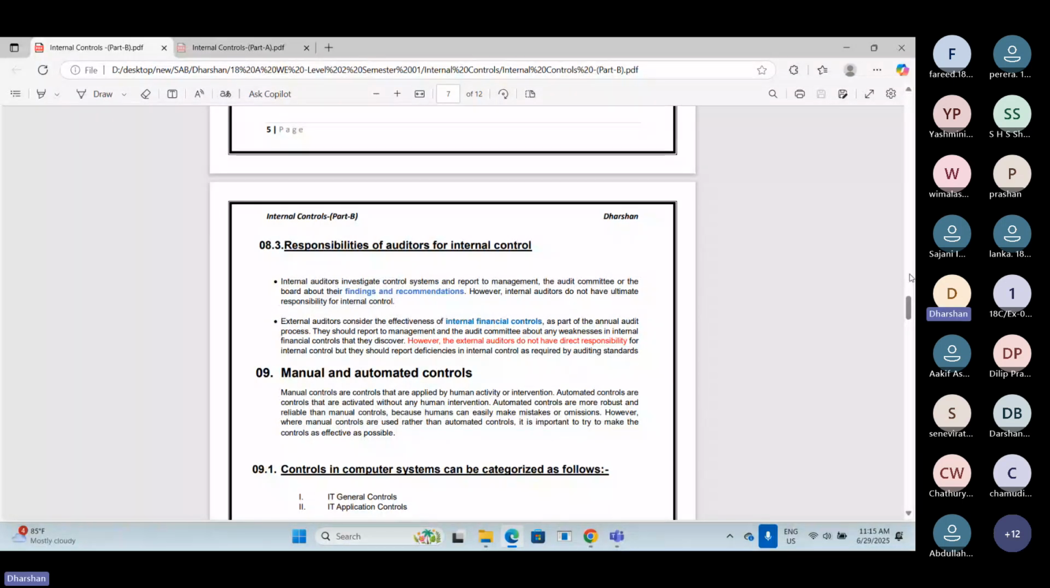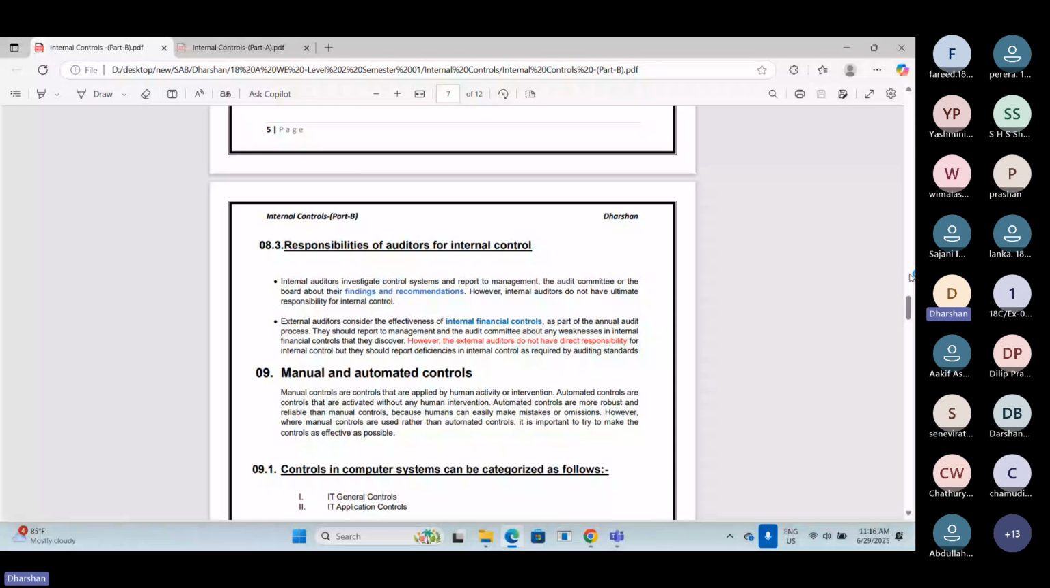External auditors consider the effectiveness of internal financial controls as a part of the annual audit process. They should report to management and the audit committee about any weaknesses in internal financial controls that they discover. However, the external auditor does not have direct responsibility for internal control, but they should report deficiencies in internal control as required by auditing standards. I hope you have understood.